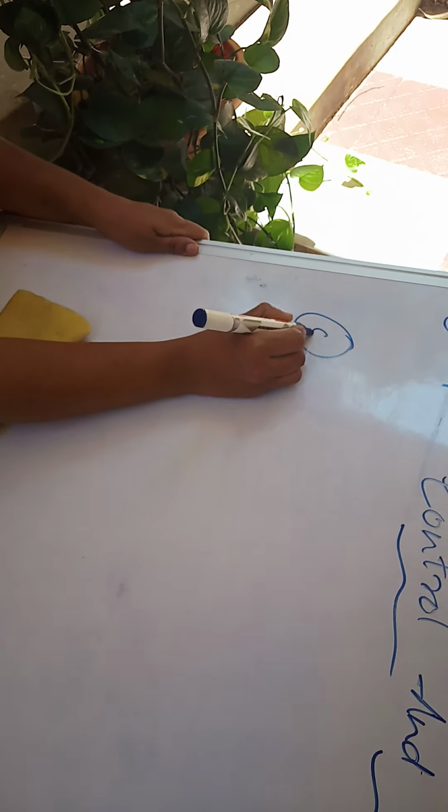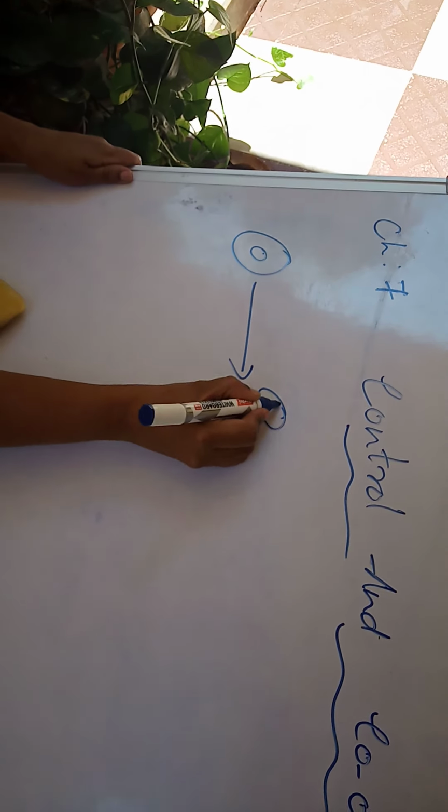In this video, we are going to study the chapter on control and coordination. Topics to be covered in this chapter are what is control and coordination, and how this control and coordination takes place in animals and in plants. Let us see. Let us draw first and foremost the cell and tissues.